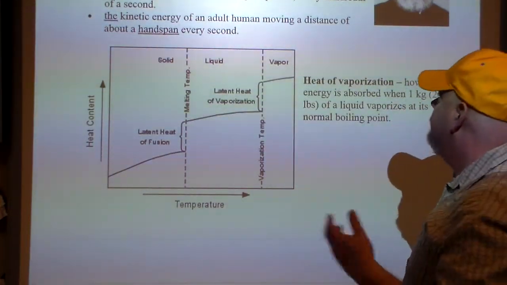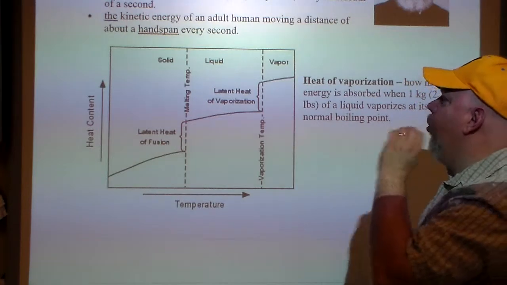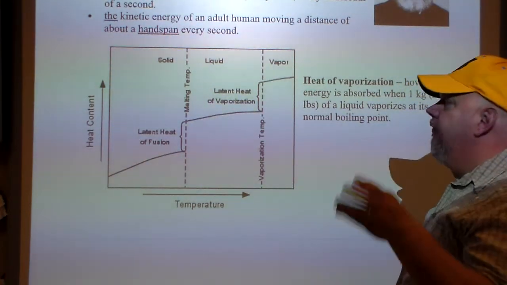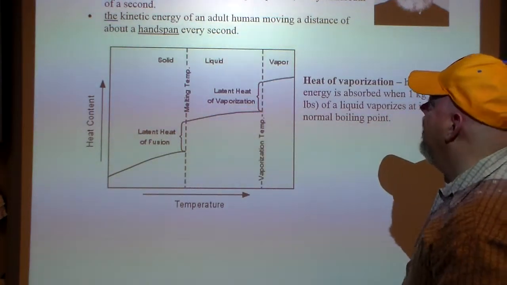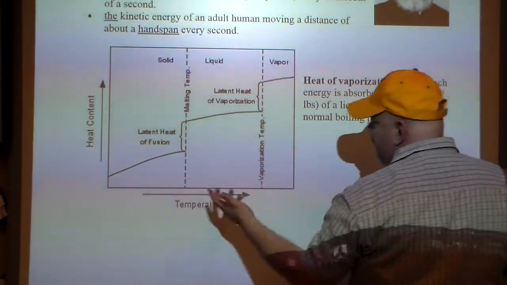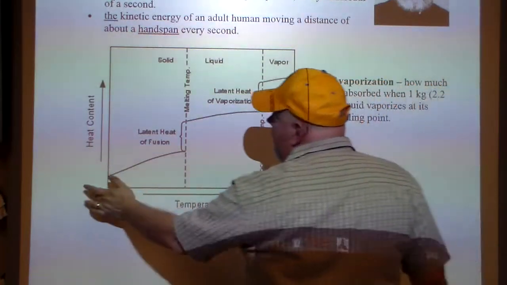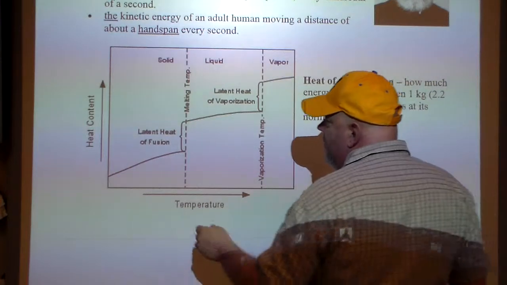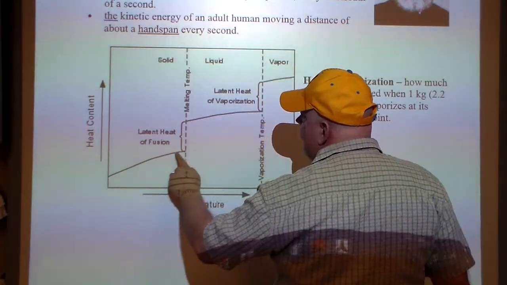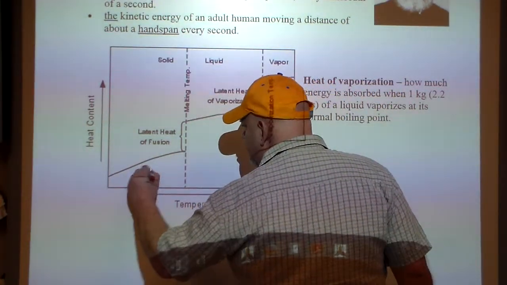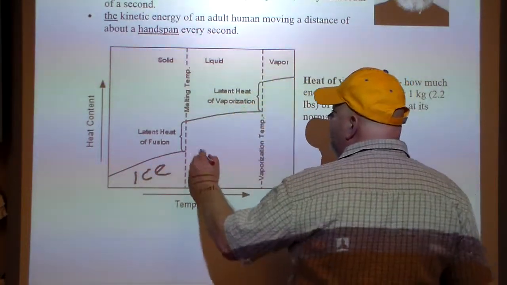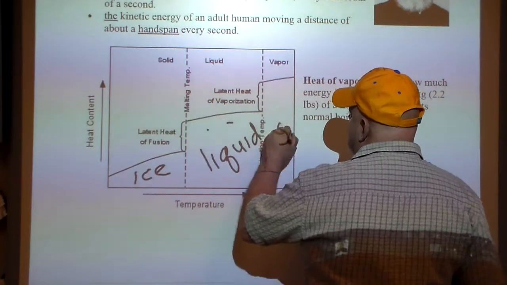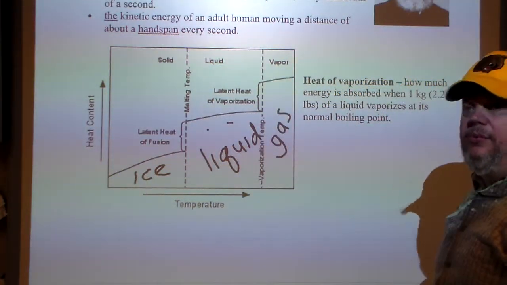What in the world is this? Well, this is looking at water and looking at how much energy it takes to change water from one state of matter to the other. So the heat of vaporization, let's look at this. This is temperature. This is the heat content. You can think about enthalpy. So here, this is the form of ice. This is the form of liquid. And here it's in the form of gas.